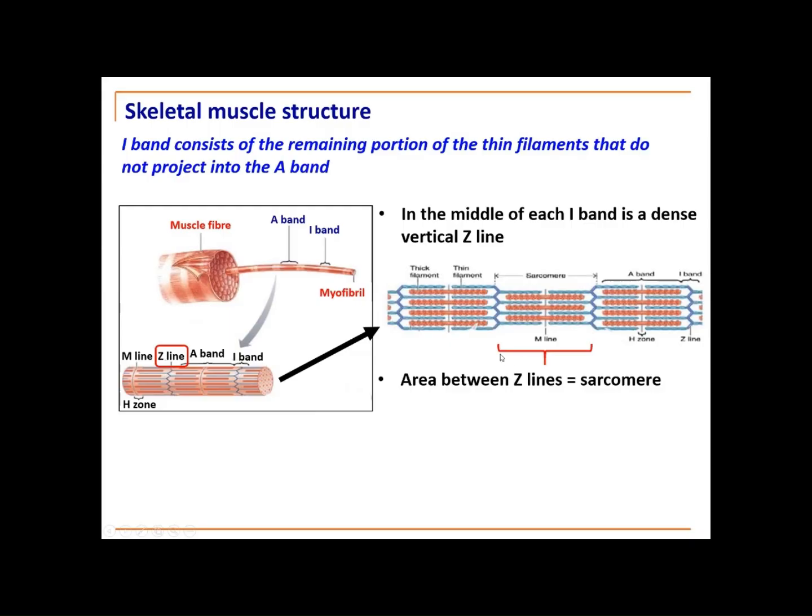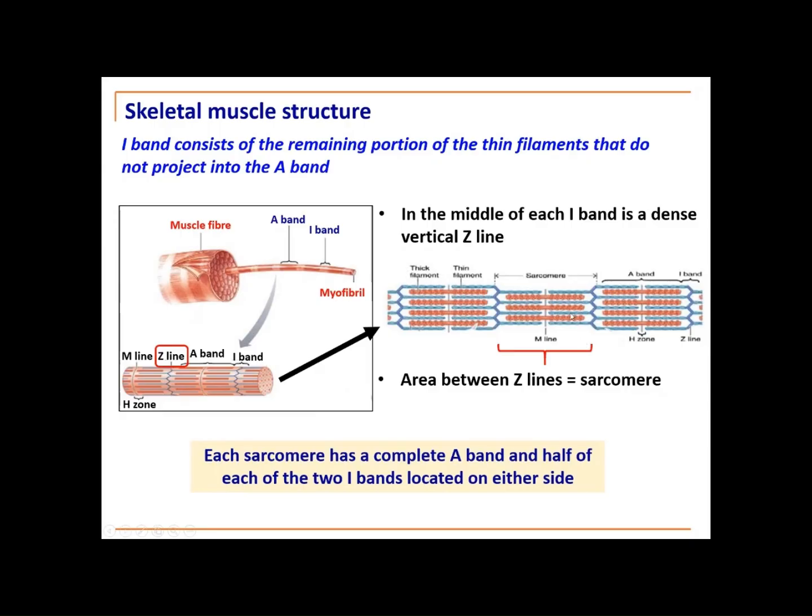The area between the Z lines, like we've already said, is called your sarcomere. And each sarcomere, therefore, as you can see from this, has a complete A band and half of each of the two I bands located either side. So it's got the complete A band, the dark bit, and half of each I band. Okay, and that, like I said, that sarcomere is the contractile unit, the smallest component that can perform all those functions. Just for interest, during growth, a muscle increases in length by adding new sarcomeres onto the end of the myofibrils, not by increasing the size of each sarcomere.